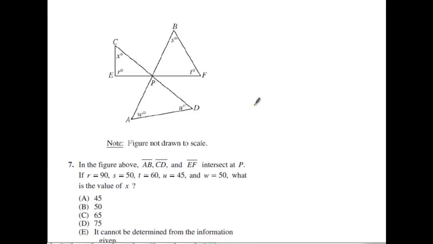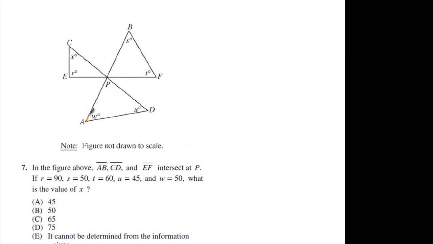Problem number 7, section number 6. In the figure above, AB, CD, and EF intersect at P. So let's trace them. This is AB. This is CD. And EF. They intersect at point P. This is point P.